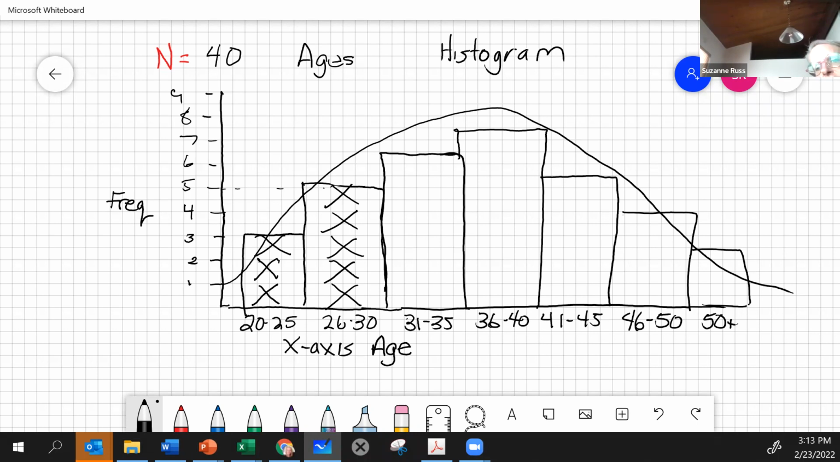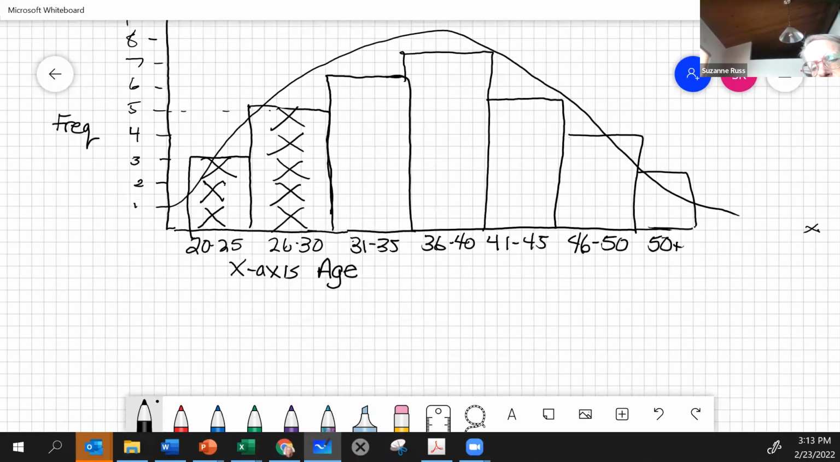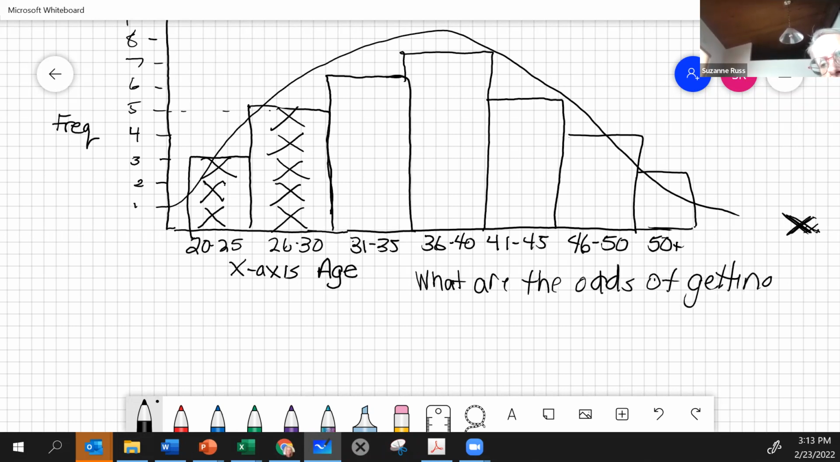Now, if this was the population, would it be very likely that we'd get someone who was 90? That person would be way out here somewhere. And if this was the population, like people taking college classes at Denae, let's say, it would be very rare to get someone who's in this age category. And so when we're looking at statistics, everything we're doing in here is designed for statistics. We're looking at what are the odds of getting a particular value. Okay. And so we're always drawing these distributions and then comparing, let's say, an individual score with the distribution.